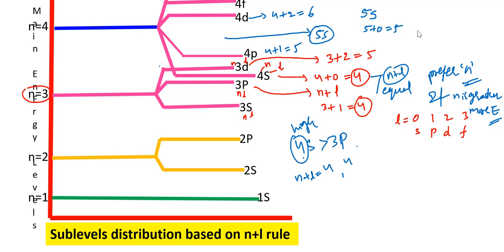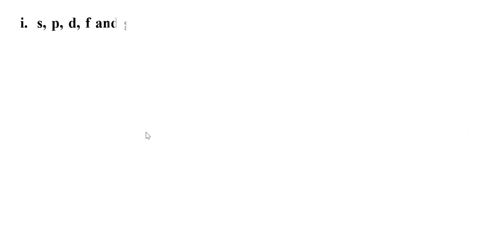So what about 5p, sir? The 5p value will be 5 plus 1, that equals 6. 6 means it will be above 4d, here. Okay, because both are 6, but this is 5p and this is 4d, obviously 5p comes after 4d. So this is the energy levels order.